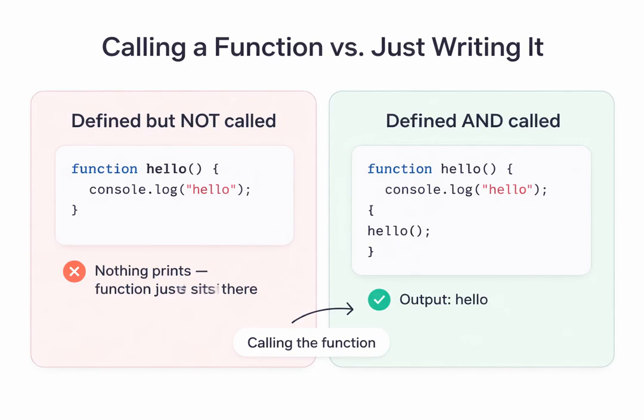Here's a really important distinction that trips up a lot of beginners. Just writing a function does not execute it. Look at the left panel. The function is defined, but nothing happens. The console stays empty. Why? Because we never told JavaScript to actually run it. On the right panel, after defining the function, we write hello followed by parentheses. That's the function call, the name of the function followed by parentheses. The moment JavaScript sees that, it jumps into the function body and executes whatever is inside. So remember, defining a function is like writing a recipe. Calling the function is like actually cooking the dish.